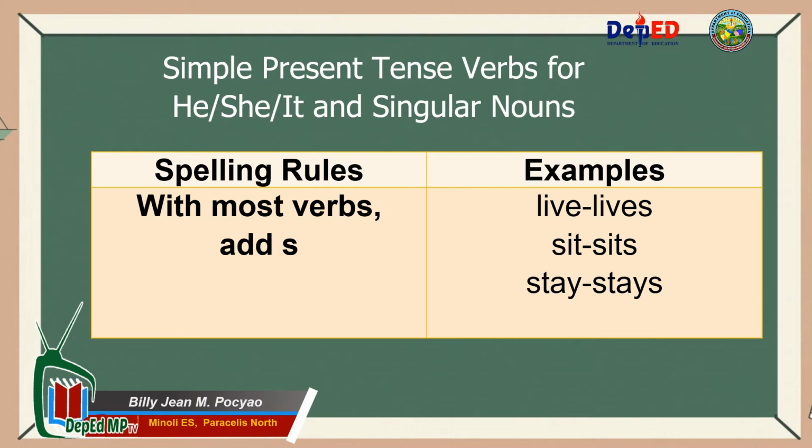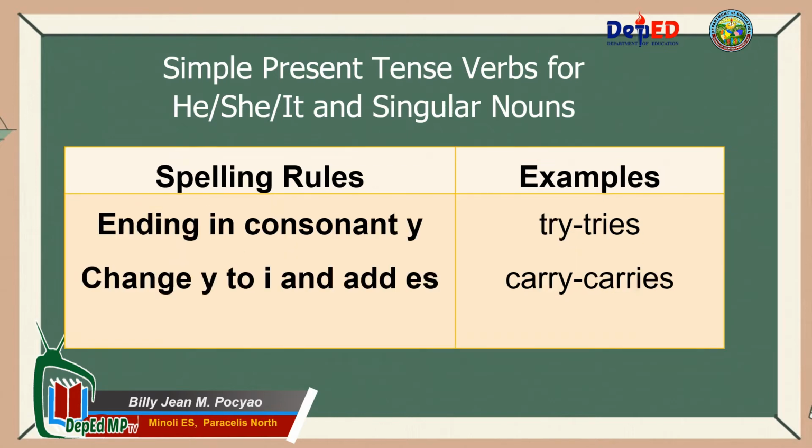We have the spelling rules. With most verbs, you just add s. Examples: live, lives. Sit, sits. Stay, stays. Another spelling rule: action words ending in consonant plus y, you change y to i and add es. For example, try, tries. Carry, carries.